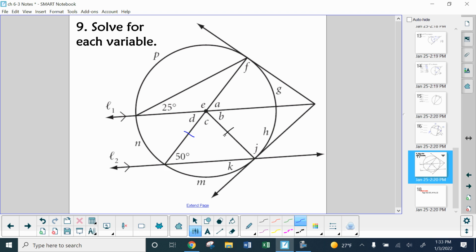Is K asking for the angle? Yes, right there, K is an angle. We should get a lot of repeat numbers, right? Yes.